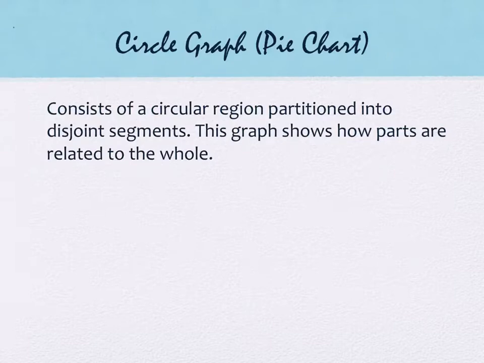A circle graph, or a pie chart, consists of circular regions partitioned into disjoint segments. The graph shows how parts are related to a whole.